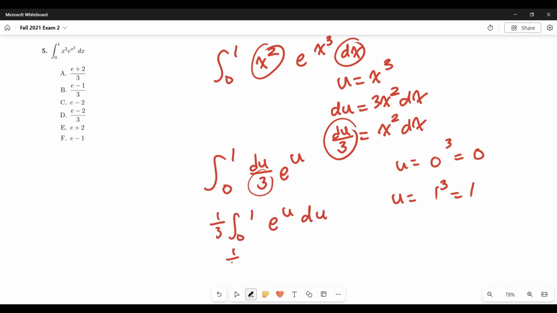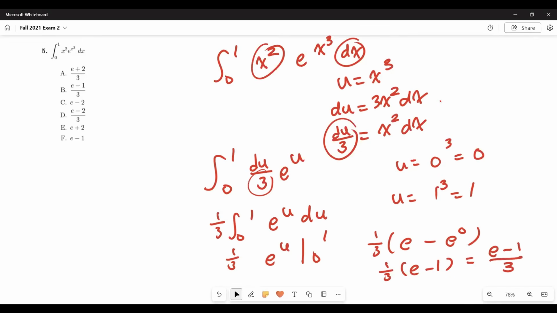So it'll be just 1 over 3 e to the u from 0 to 1. So it's going to be 1 over 3 e minus e to the 0 value, meaning it will be just 1 over 3 e minus 1. This can be written as just e minus 1 over 3. So the answer for this question is B.